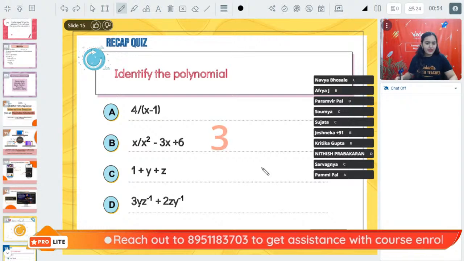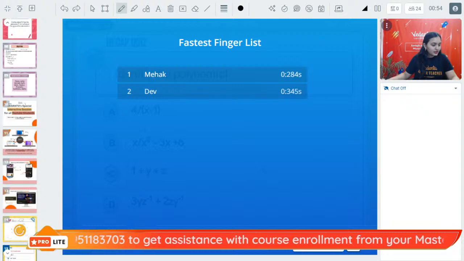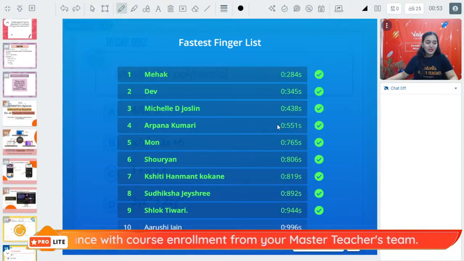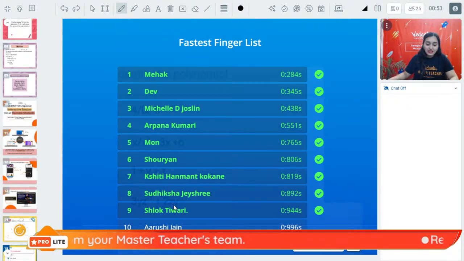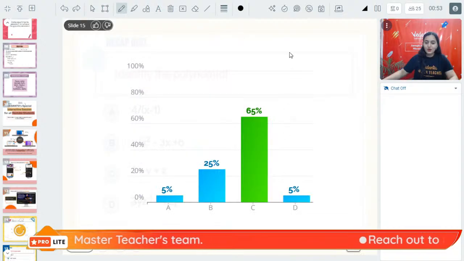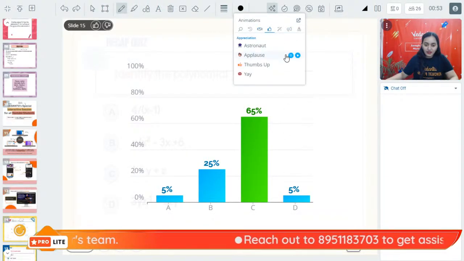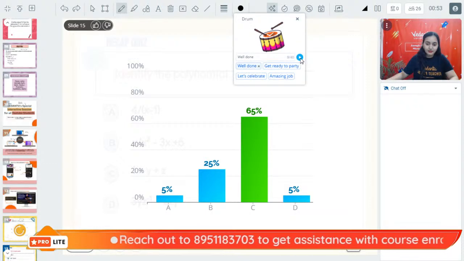Option C is the right answer. Are you all sure? Hi Rohit, once again, good evening. Very good. Mehak, Dev, Michelle, Arpana, Mon, Shauryan, Shiti, Sudhiksha, and Slok. Very good. So, which reward do you want? Let us play drums. Well done.